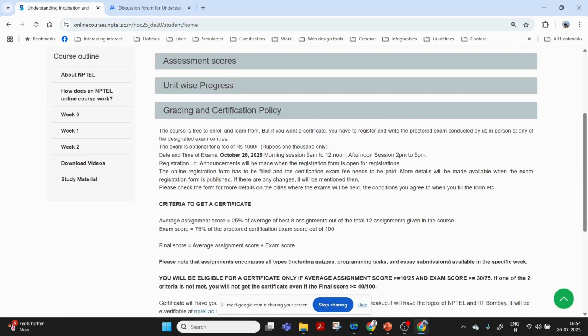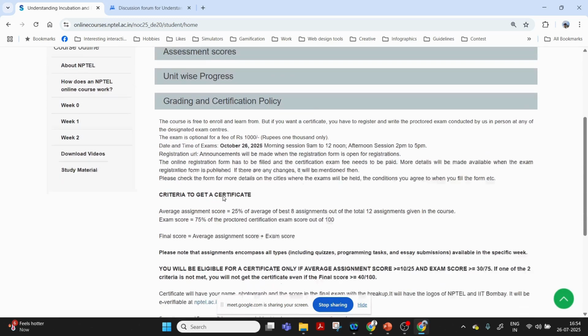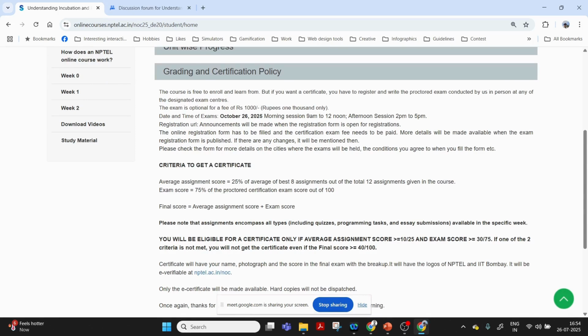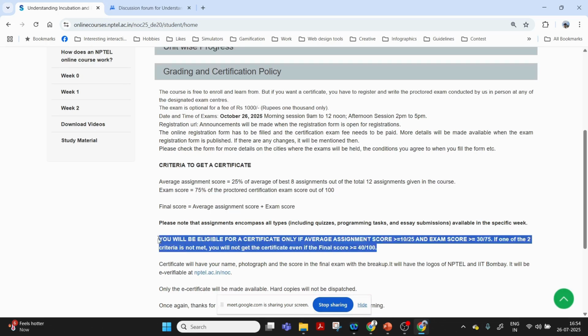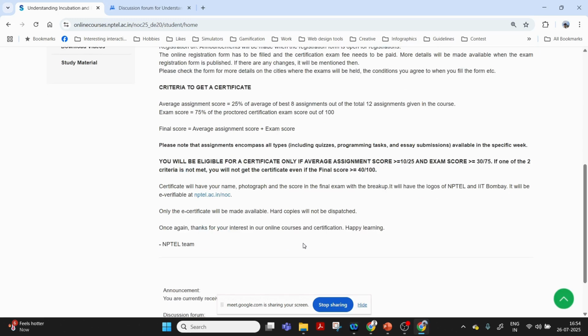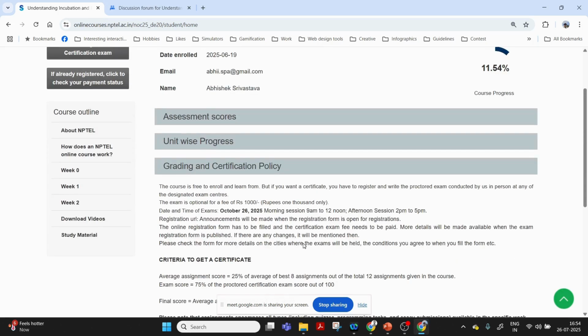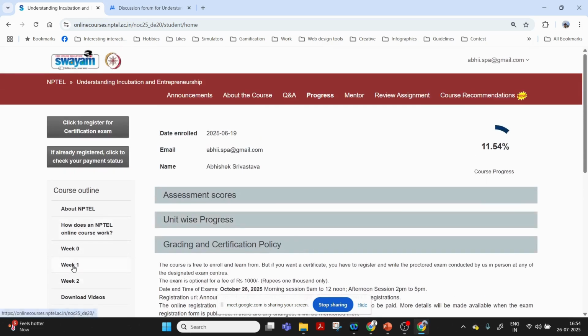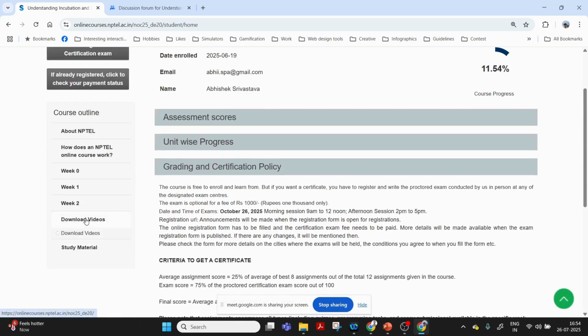So here you get to see a lot of details about what I have already mentioned in terms of 25% weightage, 75% weightage, overall score, and then the conditions for when you will gain the certificate. Right? It is all available there. My job is just to tell you that this is the information present. Then comes download videos.